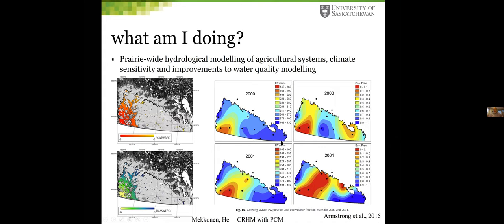These are maps of growing season evapotranspiration. And so the low exceedance fractions are severe droughts that you can see in 2000, 2001, stretching across the prairies. And also now working to model the whole prairie environment with CRHM. This is looking at the sensitivity of snowpack to increases in temperature over the western upland basins across the prairies.